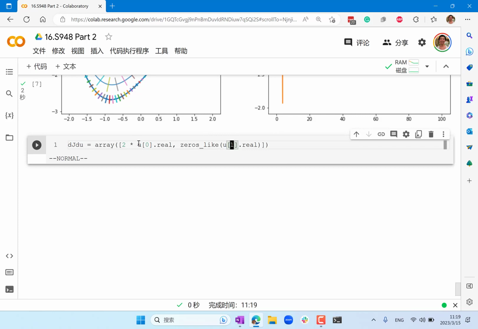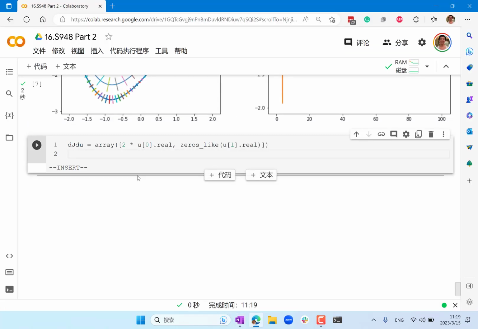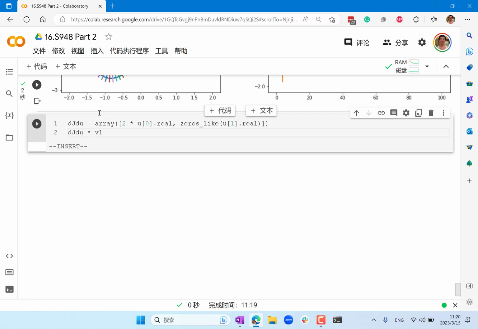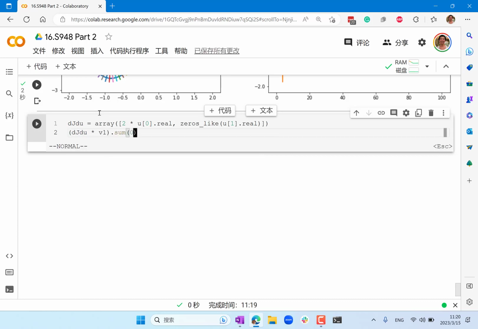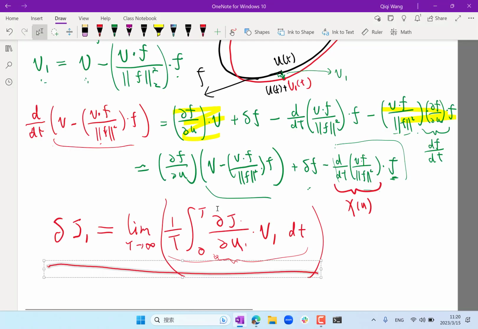Because the objective function only depends on u0, it doesn't depend on u1, so the second part, corresponding to u1, is 0. The first part is 2 times u0. So this is dJ/du. The product of dJ/du with v should be dJ/du times v1. Remember, v1 is the solution projected out, so that corresponds to the first tangent solution corresponding to delta f1. So that dot sum 0, the dot product, should be what is inside of this integral.